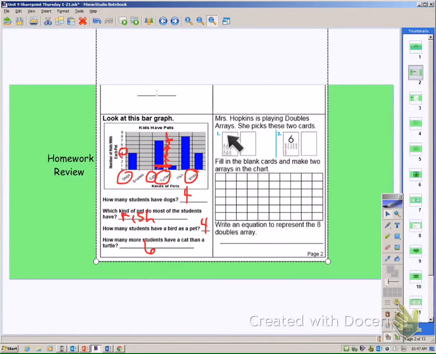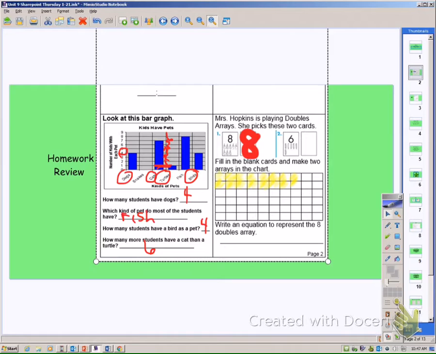Mrs. Hopkins is playing doubles or raise. She picks these 2 cards, 8 and 6. So what is a double of 8? So I need to do 8 plus 8. And then I'm going to color in 1, 2, 3, 4, 5, 6, 7, 8. And I need to double it. 1, 2, 3, 4, 5, 6, 7, 8.